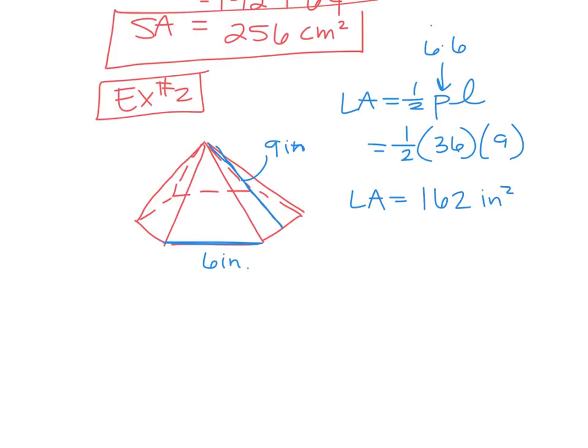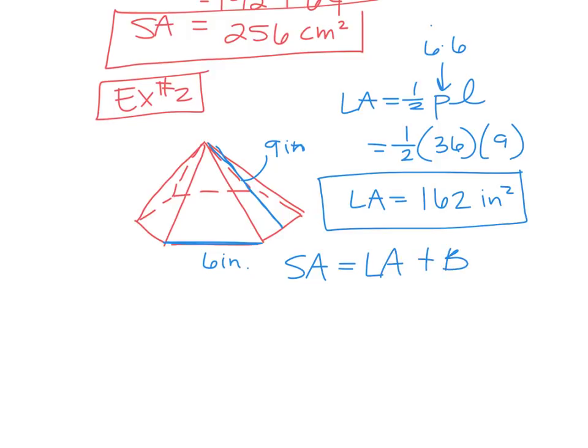Okay, now we want surface area. And the surface area is your lateral area plus the area of the base. So you're going to take that 162 and you're going to add the area of the base. It is a regular hexagon. How do you find the area of a regular hexagon? Brett. That's the 1/2 AP you were talking about.